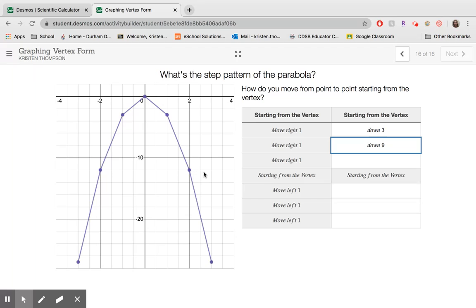Okay, and then I move to the right 1. I'm going to be moving down 1, 2, 3, 4, 5, 6, 7, 8, 9, 10, 11, 12, 13, 14, 15. Be moving down 15. And it's the same as the left side. Down 3, down 9, and down 15. Okay, so that's it for the examples. You're now going to get a chance to work through these Desmos on your own with different formulas.